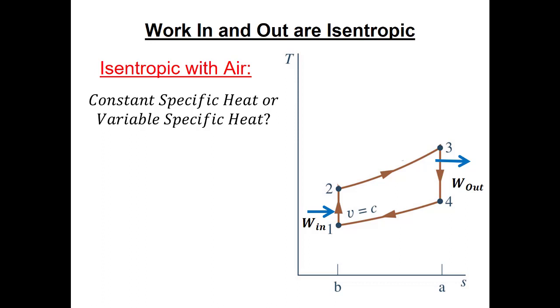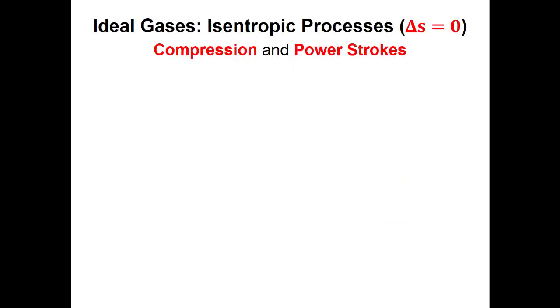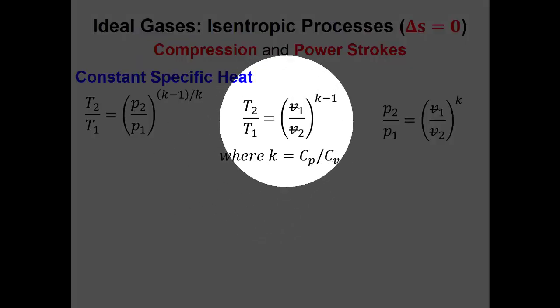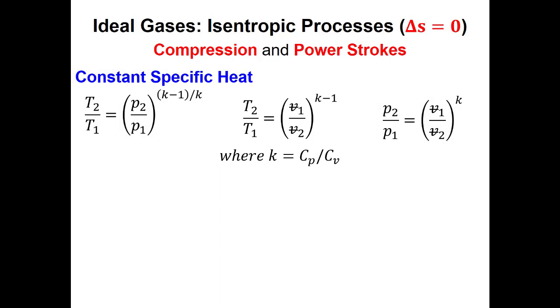So this is our compression stroke and our power stroke here. In these two processes, I can use either constant specific heat, where I can find an expression with k in the exponent. For these internal combustion engines, usually I'll use this expression that's spotlighted, because I'll know the volume ratios, right? Because I know the compression ratio, which is a ratio of volumes.